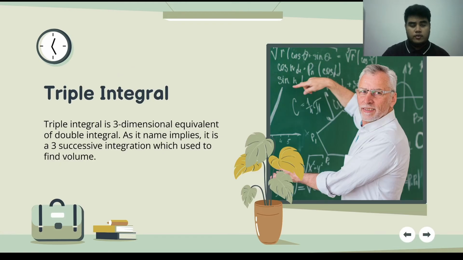And for this topic, we'll be using the triple integral for our question. And what is a triple integral? Triple integral is a three-dimensional equivalent of the double integral. So basically, as the name implies, we just need to do three successive integrations so that we can find the volume of a solid.